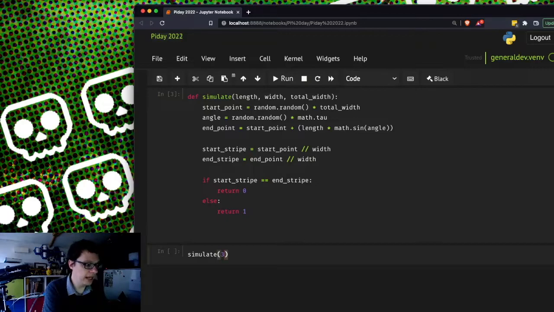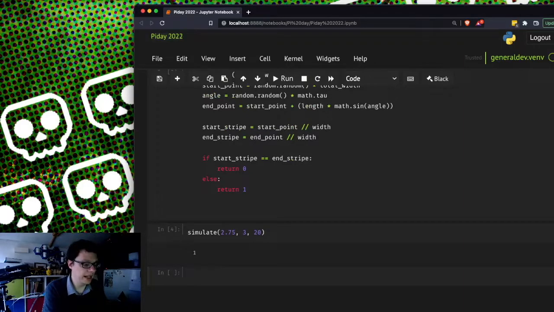a 2.75 long needle on a 3-inch stripe, 10 inches wide, 20 inches wide, and that needle crossed the boundary. That one crossed the boundary. That one didn't cross the boundary. I'm glad that did it after only 3 attempts, because otherwise it gets a bit boring. So we now have the ability to simulate this in a way which makes sense.